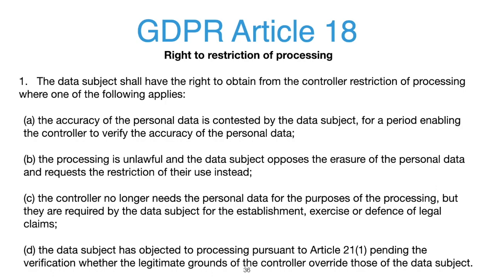So this restriction would typically be at the request of the data subject. So if you believe your credit history is inaccurate, you can request a freeze on that, a restriction on that, while an investigation is being carried out, while you are asserting your claim that there's something wrong, and the data controller then has time to verify that.